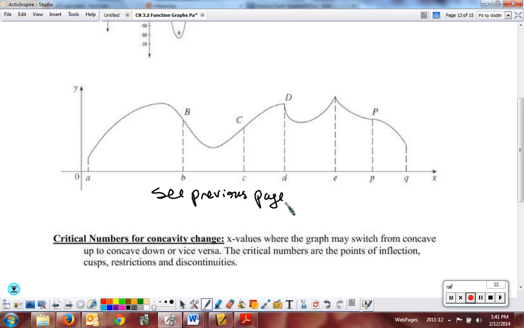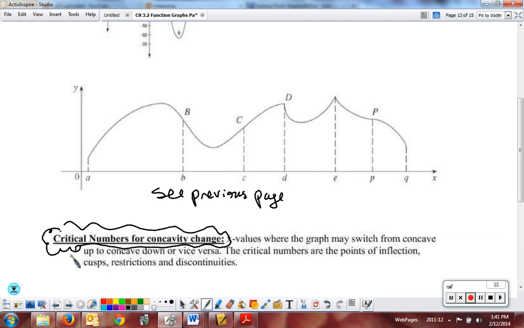Okay. Critical numbers for concavity. Just like when we had these little sign charts for positive and negative and 0 on the function, then we had a quote-unquote sign chart for increasing, decreasing, and constant. We are now going to do a quote-unquote sign chart for concave up, concave down, and points of inflection. Same kind of idea. This idea of a sign chart is going to come into play. What are my critical numbers for my concavity change?